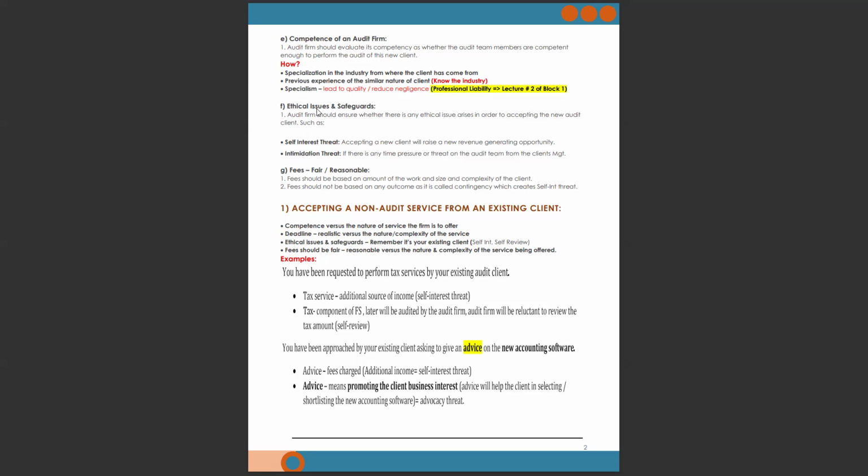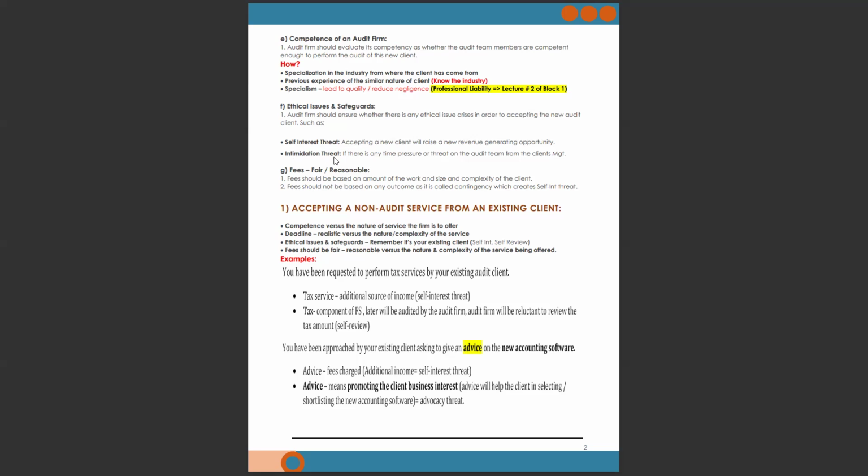Point F, ethical issues and safeguards. The audit firm should ensure whether any ethical issue arises in accepting the new audit client, such as self-interest. Let's say you are accepting this new audit client, it will give you an opportunity to generate more revenue. So it means there is a self-interest threat. So the audit firm has to evaluate the ethical issues and safeguards.